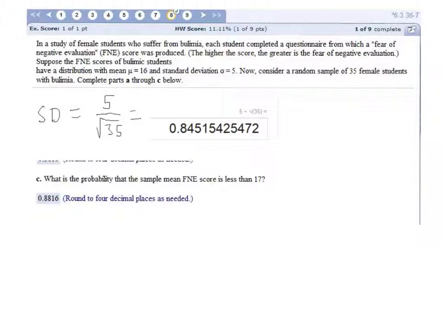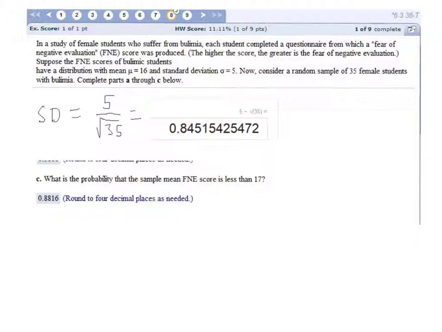So here's the example that my math lab gave me for number 8, and we've got samples of size 35. What we first need to do is get the standard deviation for the sampling distribution. They told me the population standard deviation was 5. So to get the standard deviation for the sampling distribution, we have to divide that by the square root of 35. And I did that, and that's what I came up with.